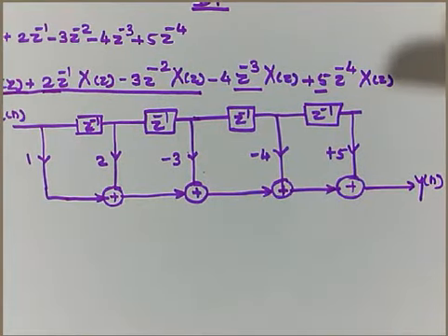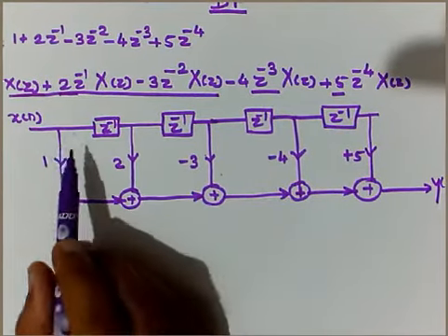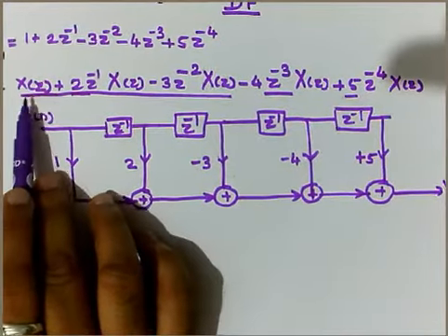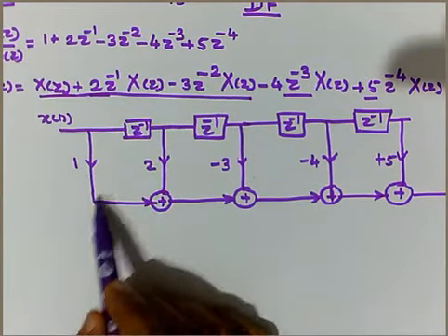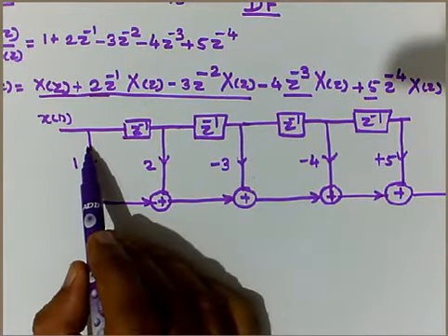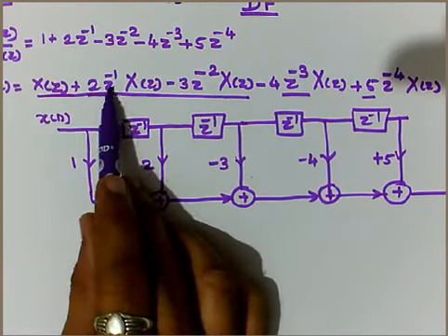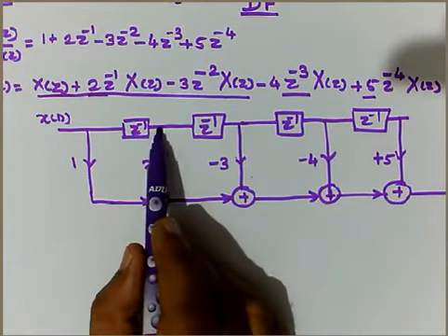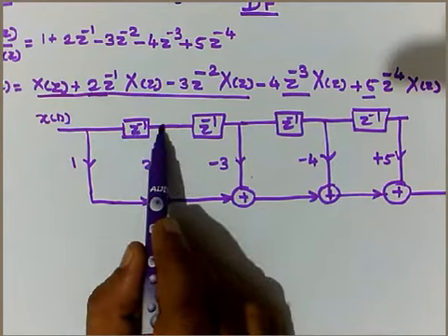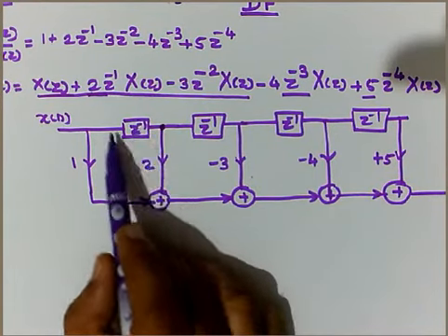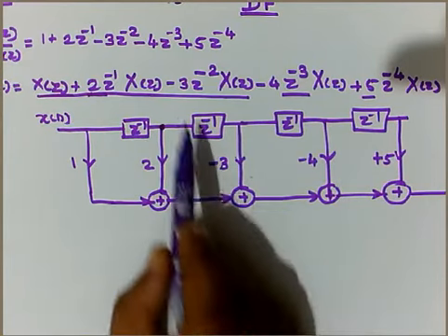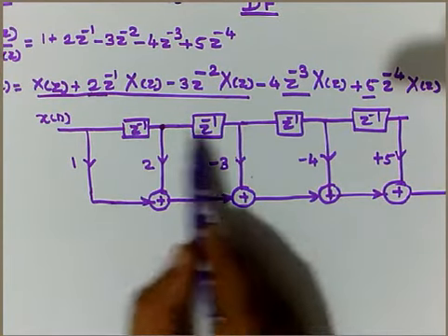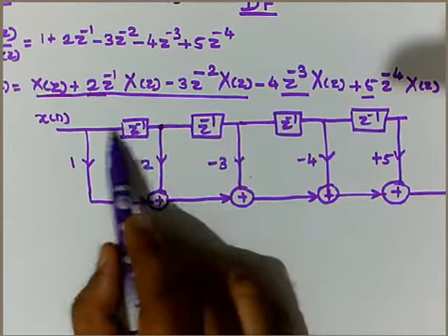So here the point which we can note, since the first block or the first statement is y of z is equal to x of z, that's why none of the z inverse block is added over here. So when it is 2z inverse, that's why z inverse is added over here. Then 2 is written. Minus 3z raised to minus 2, that's why directly minus 2 is not written here.